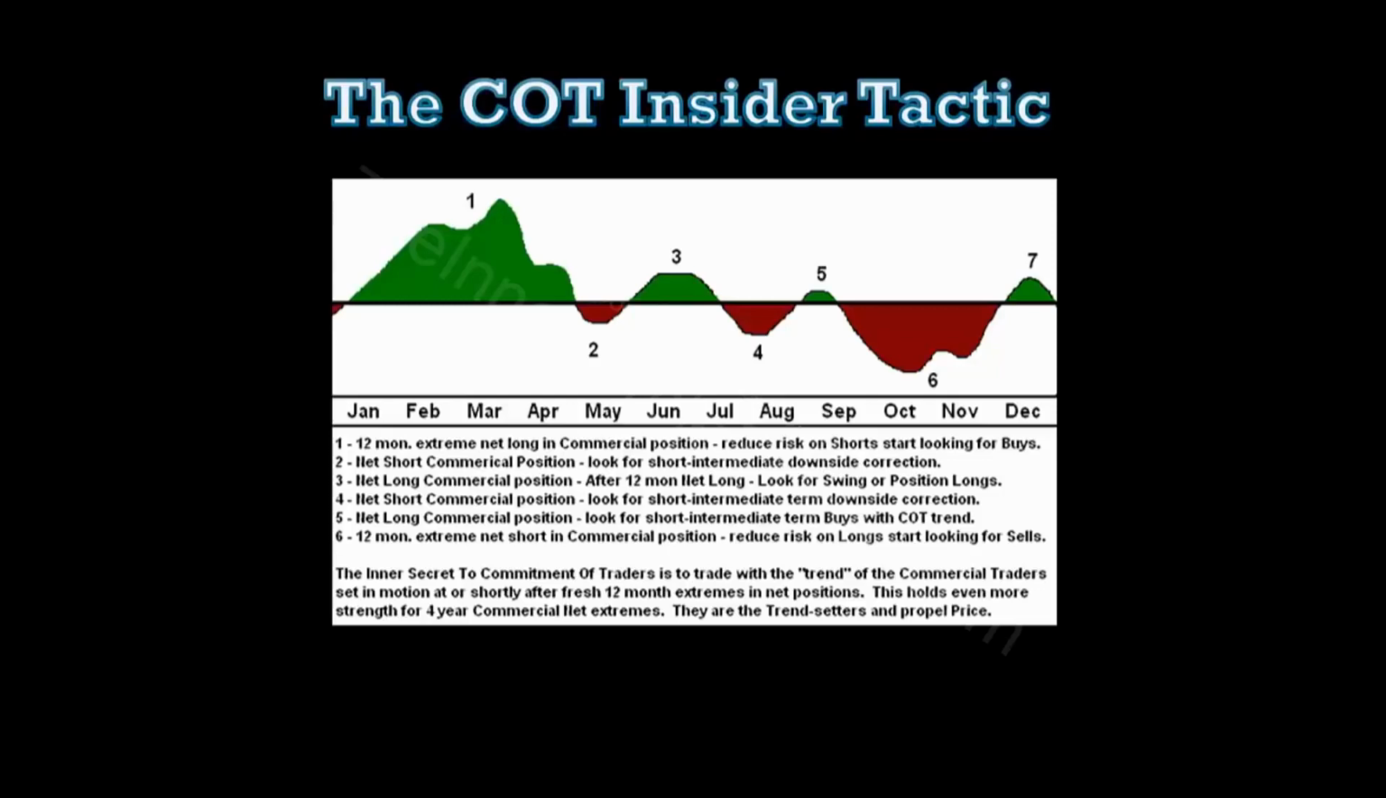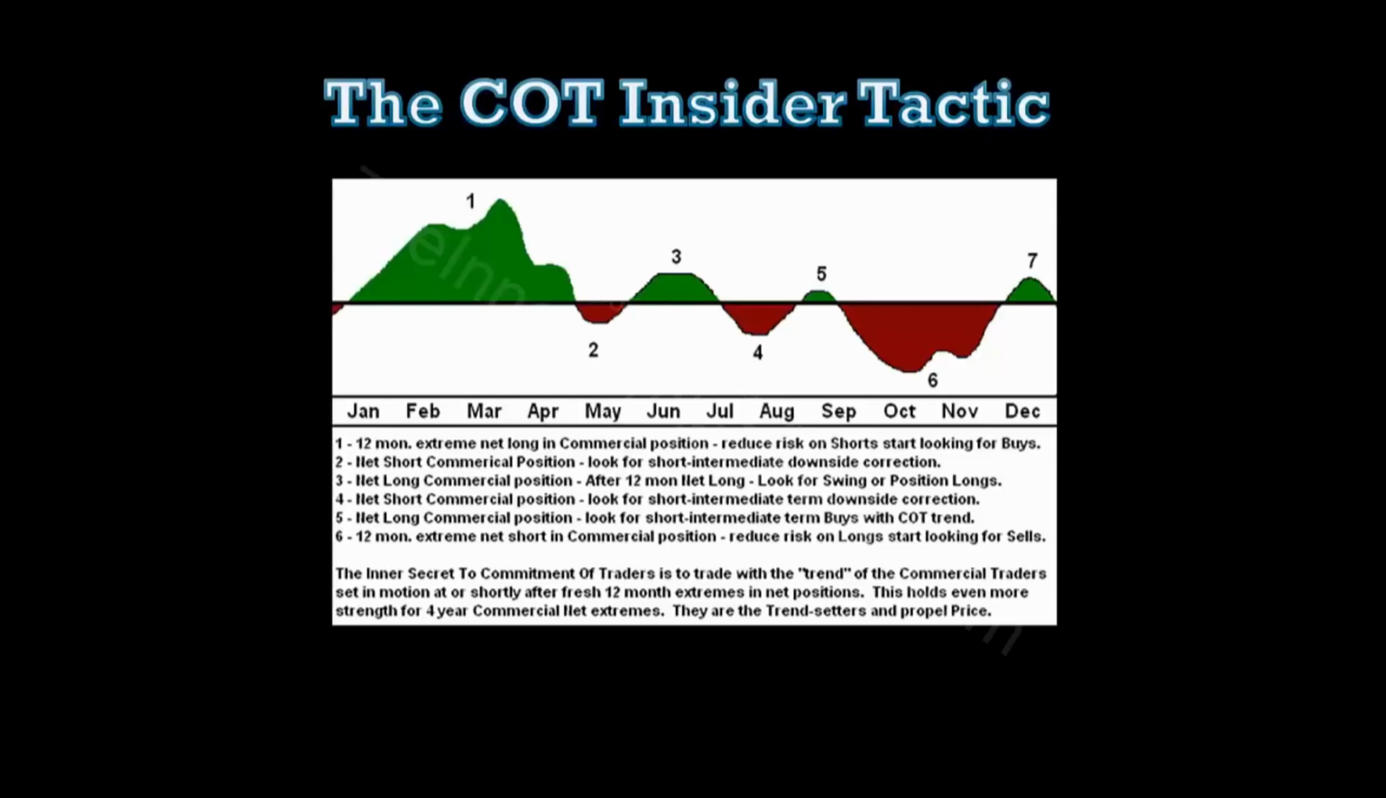This number one point is going to represent a 12-month extreme net long position by the commercials. And what you should be doing is reducing the risk on all of your new shorts, or existing shorts, and anticipate a likelihood to find buying opportunities.